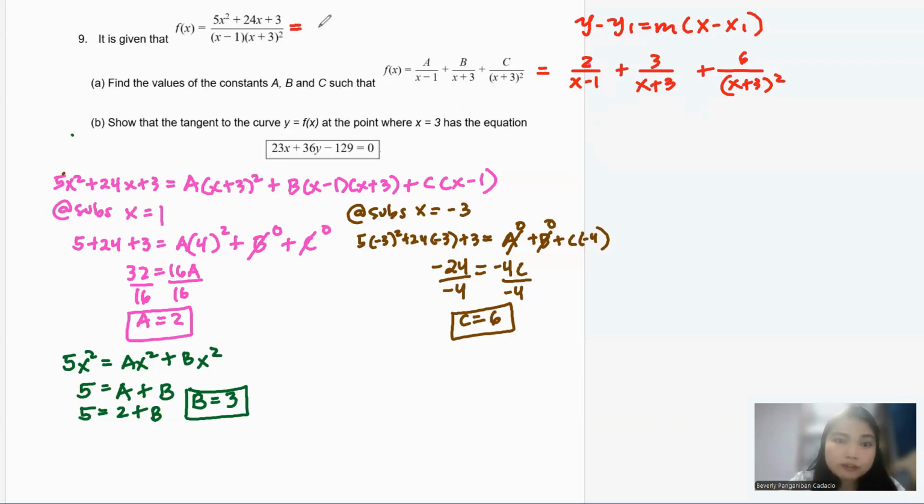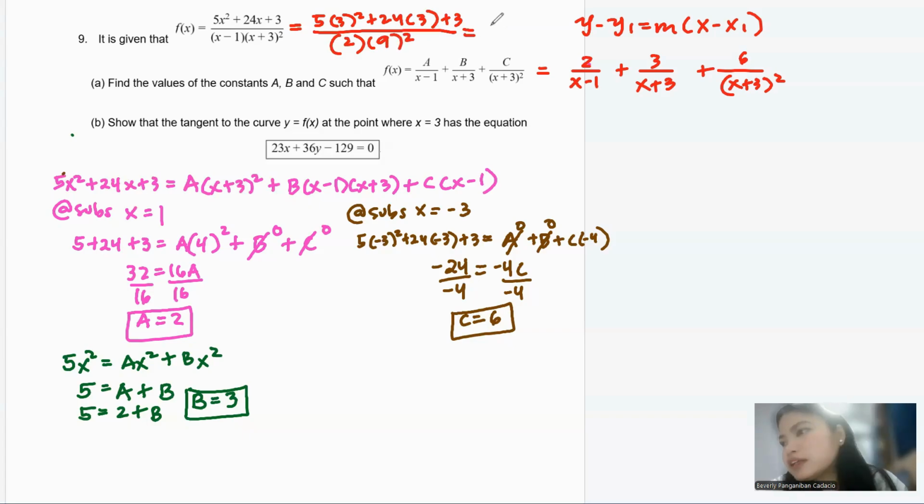I will use the original one, yeah. So, again, putting your x, everything there in your x. So, it will be 5 times 3 squared plus 24 multiplied by 3 plus 3 over, yeah, that will be 3 minus 1, so that will be 2, times (3 plus 3), 9 squared. Put that in the calculator. And what you're getting as your y1 will be 5 over 3. Yeah. Please double check. You will have a 5 over 3. This is y1, yeah? This is x1.